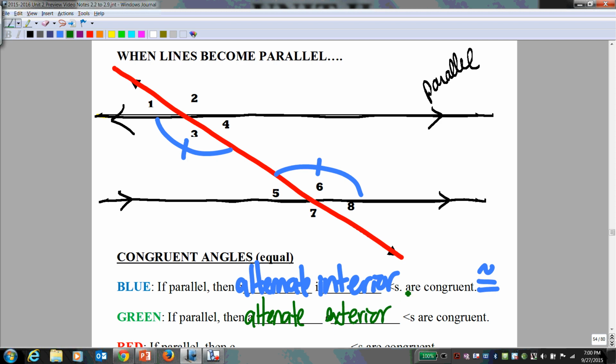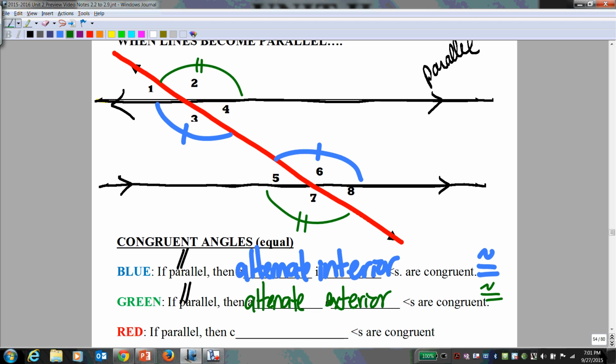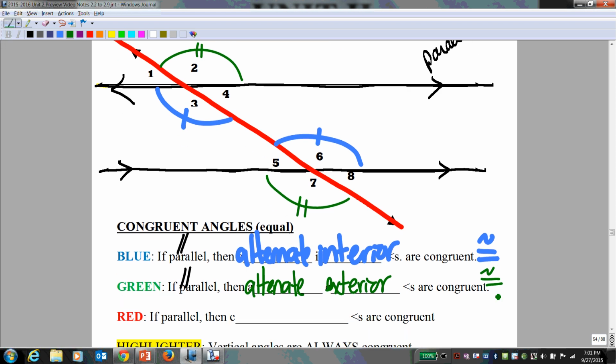When lines are parallel. So when lines are parallel, that's the symbol for parallel, 2 double backslash. When lines are parallel, alternate exteriors are also congruent. So in this case, alternate exteriors, opposite sides of the stir stick outside of the lines. Those would be congruent as well. This is only true when lines are parallel. This is all premised on the start that you have parallel lines.